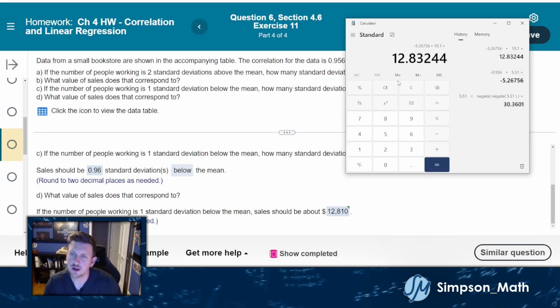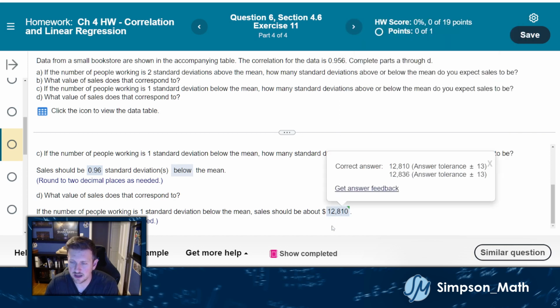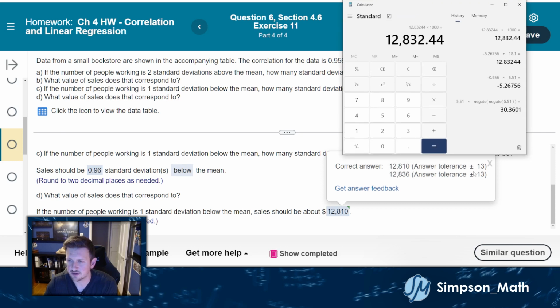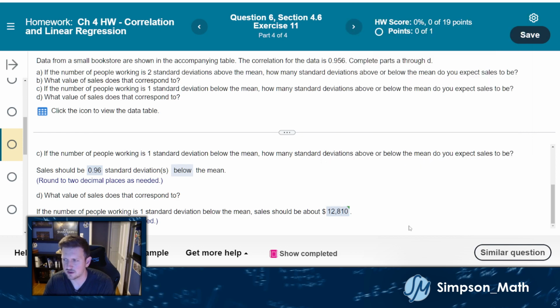And notice this is 12.832, but my unit in my y's is thousands of dollars. So move that over. I'm going to do times 1,000. And I get this number, and this one does match. It is within that answer tolerance. So we get 12,832 is what I would say. I guess if you use the 96, then it would be that. That's a little bit interesting that it's that off. Shruggies. Okay. There's that one.